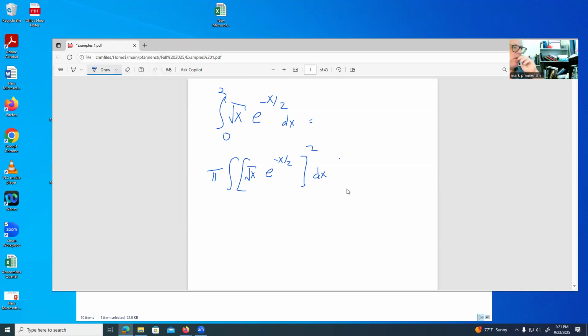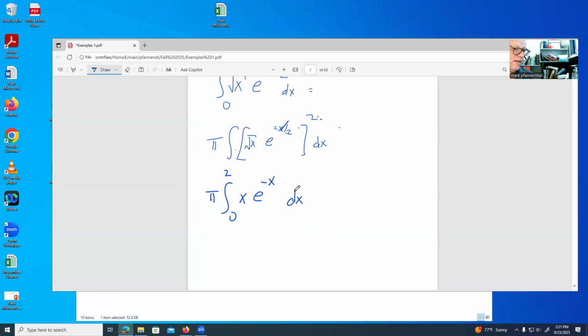All right, now let's go ahead and square it. Now you need rules of exponents. We're going to square the square root. We have pi integral 0 to 2. Squaring the square root, we end up with an x. Rules of exponents: we have x over 2 here. When we have an exponent raised to an exponent, we multiply the exponents. So that's going to be e to the negative x dx. Now we're ready to integrate this. I moved the pi outside of the integral because we can always move constants outside, and I'd rather deal with it on the outside.